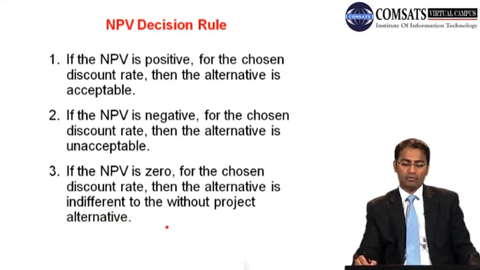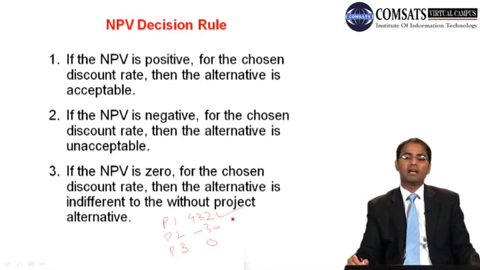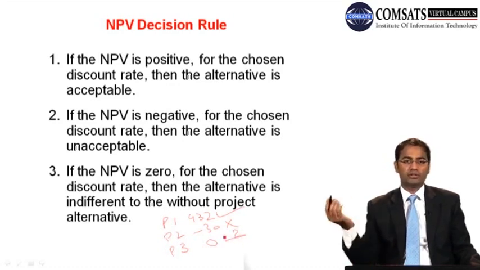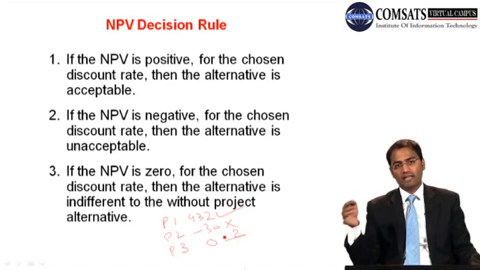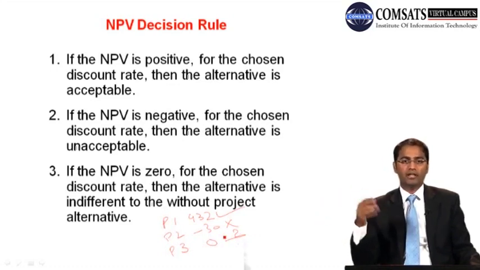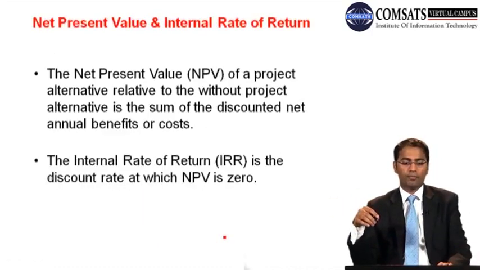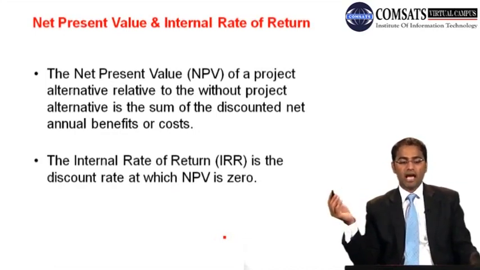So through that, we have project number 1, project number 2, project number 3, and these are 432, minus 30, and 0. So you will select this project because it is a beneficial project, and this project is not beneficial, that is in loss, and this one is indifferent. Whether you choose it or not, it won't add any financial value or economic value into your portfolio or your organization's portfolio.